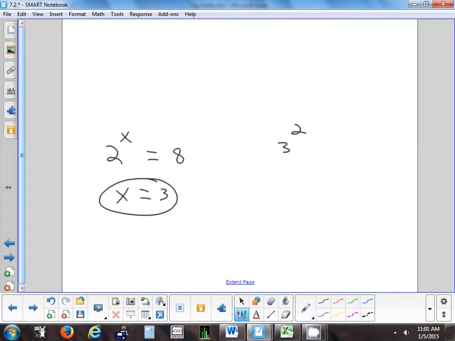How about 3 to what power would give you 9? 2, yeah, good. And again, as long as you know your powers of 3, you can do that.